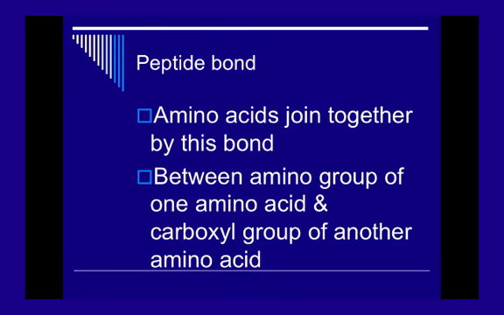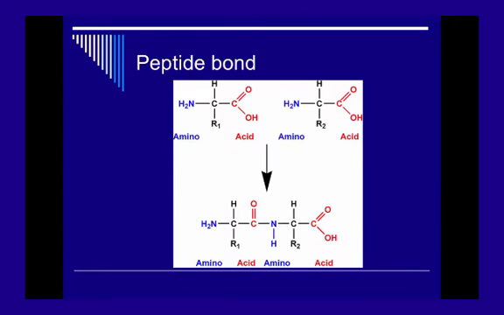Amino acids come together by something called a peptide bond, and this is between the amino group of one amino acid and the carboxyl group of another amino acid. So if you look at this diagram, at the top we have 2 amino acids. The amino group is in blue, and the acid or carboxyl group is in red, so that you can see them. And down at the bottom you can see the carboxyl group lost an OH, or a hydroxyl group, and the amino group lost some hydrogens in order to form that peptide bond.